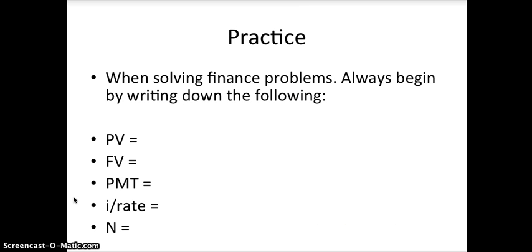The first one is PV, which is, again, present value. You should always write these 5 things down when asked to solve for a question related to the time value of money, because it'll help you to understand and identify what it is you're trying to solve for. FV equals the future value. PMT, which was the one missing on the previous slide, stands for payment.